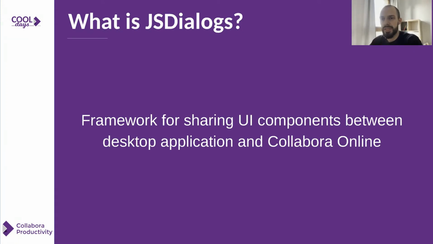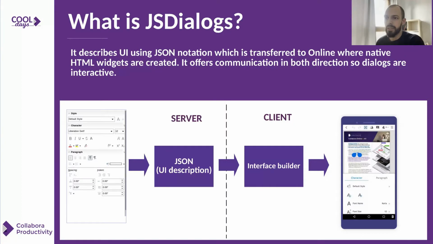So, JSDialogs is a kind of framework for sharing UI components between desktop application and Collabora Online. It uses JSON file format for abstract description of a UI component. Then this description is transferred from the server to the client, where we build different user interface from that description. So on mobile, we build touch device friendly user interface, but on desktop it looks slightly different, but has the same functionality.